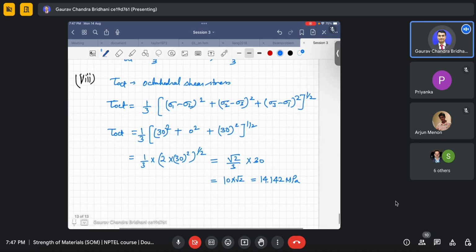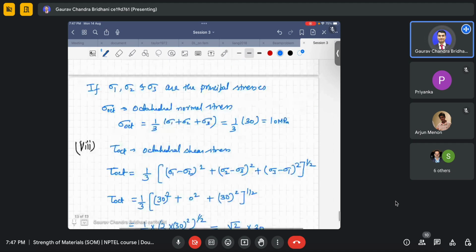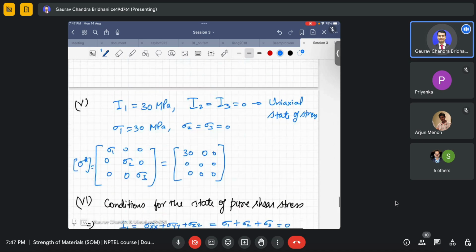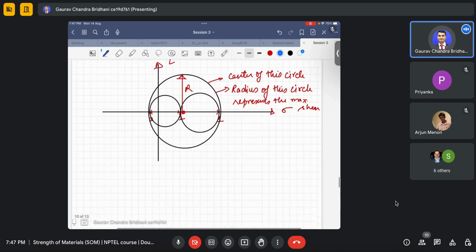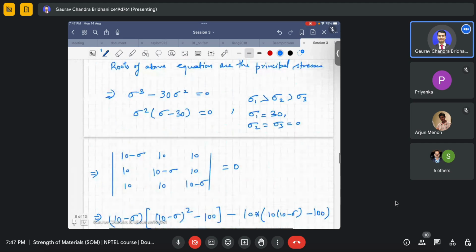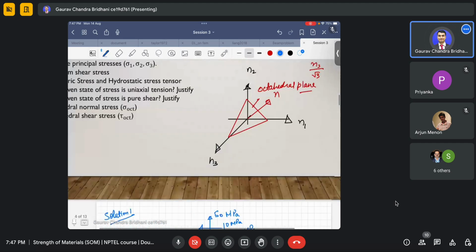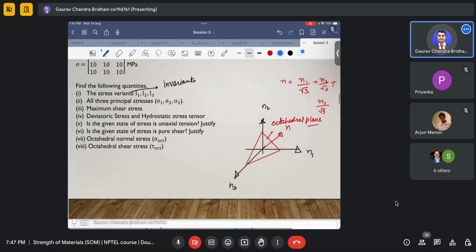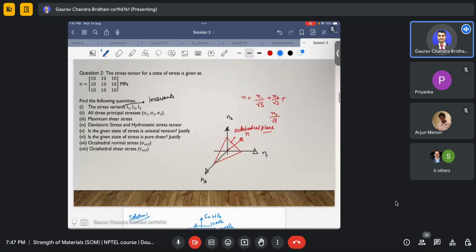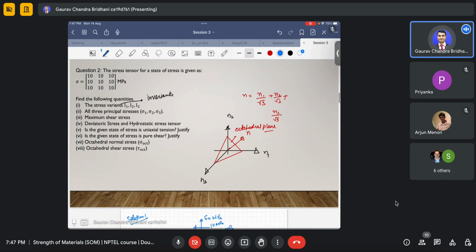Again, there is a representation for tau octahedral in terms of sigma xx, sigma yy, sigma zz for any given state of stress. It is a big long expression, but in terms of sigma 1, sigma 2, sigma 3 it reduces to a simple expression. I hope we have finished all the parts. If anyone has any doubt, please ask.